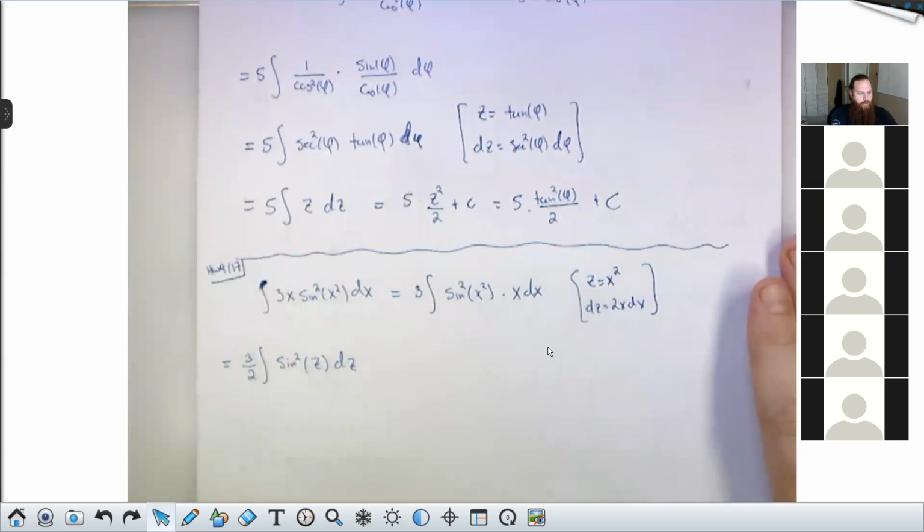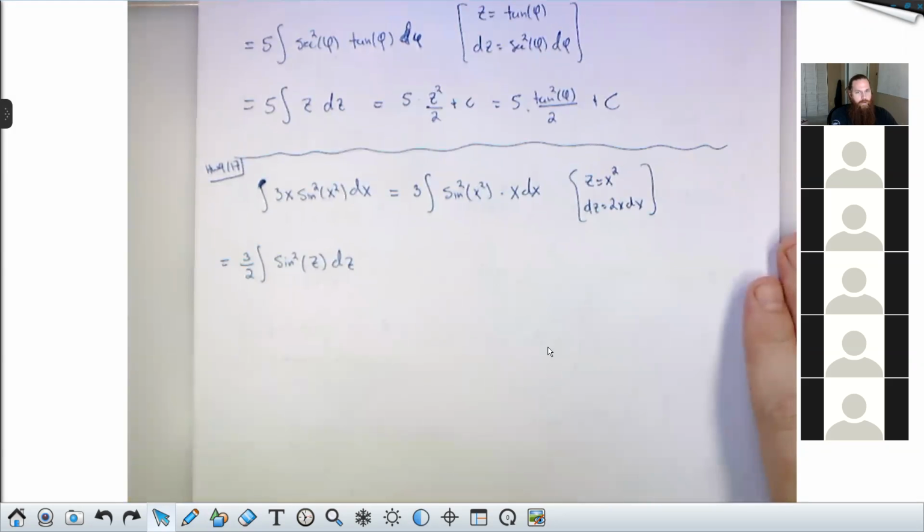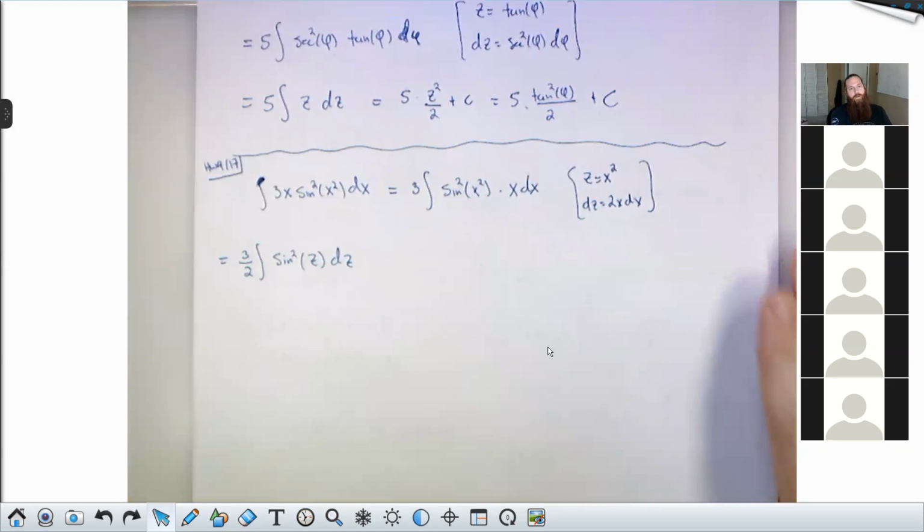And then it's reasonable to think you would need IBP afterwards, but here we really don't. Right? All the polynomial stuff is gone, so there's no need for any integration by parts. This is now a straight up trig integral. So how do I integrate sine squared?